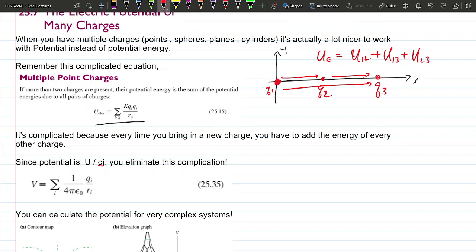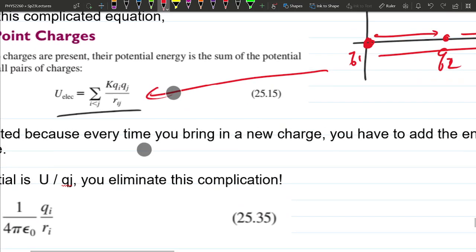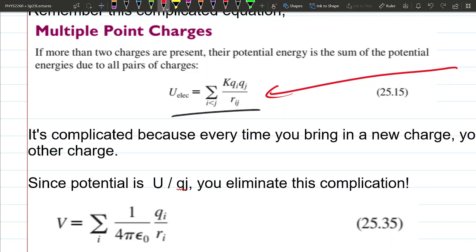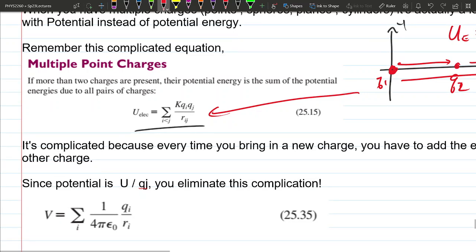If you bring in the fourth charge, it's actually going to be 6 terms in this summation. The general way to write that is this complicated summation equation where you sum over charge 1, then charges 2, 3, 4, all the different combinations of charges, and those will give you the total potential energy.